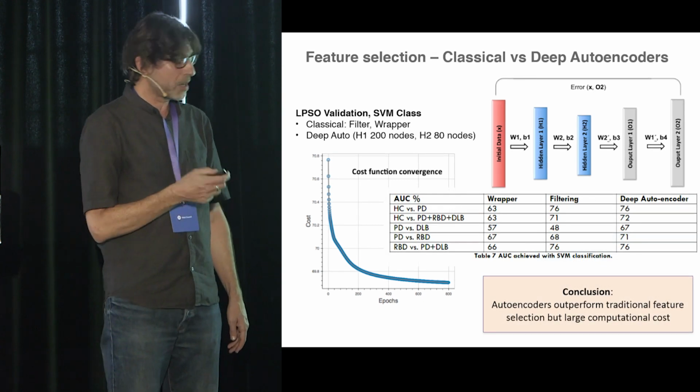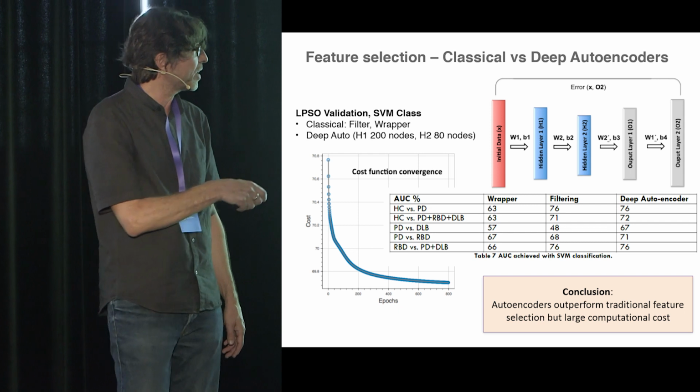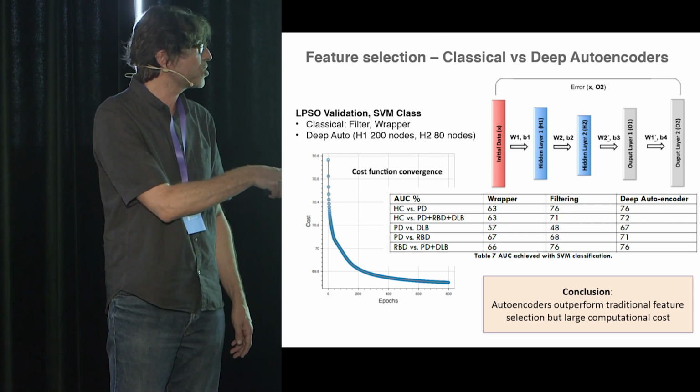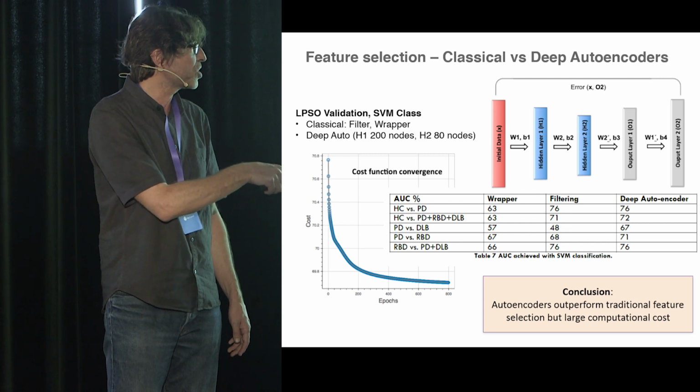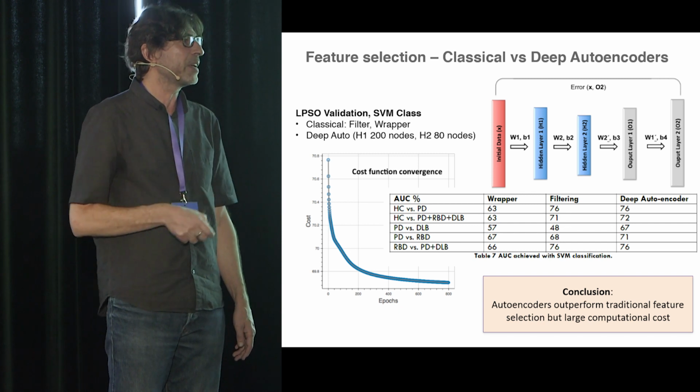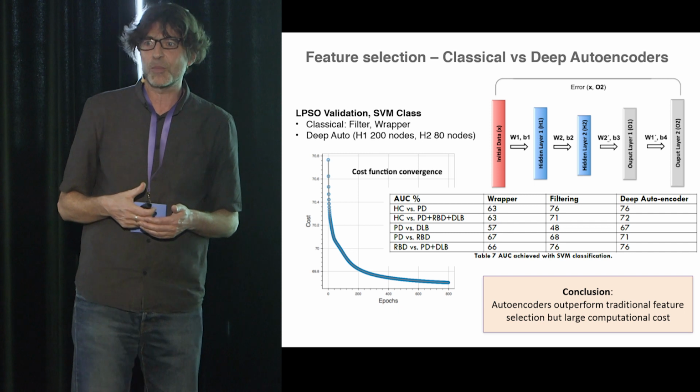These are the performance measures when comparing with our wrapper or a filtering approach to the deep autoencoder. As you can see, it outperforms the other approaches, but it has a problem in operational conditions, and it's the computational cost.